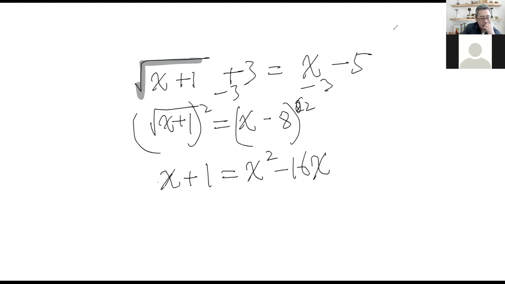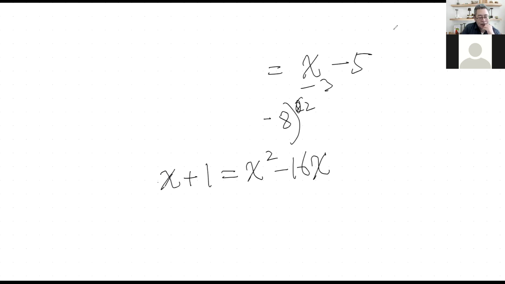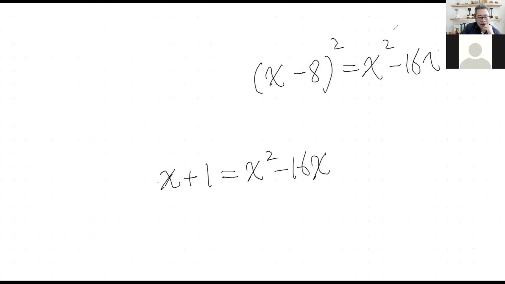Well, actually, let's see something different. Why wouldn't 8 squared be 64? Oh, not there yet. This is this one. x minus 8 squared is x squared minus 16x plus 64. Good. I just haven't written it out yet. Oh, okay. Let me try to find a good example for this.